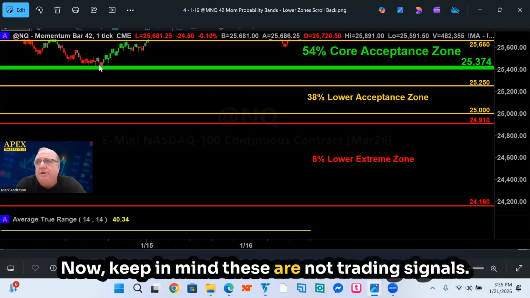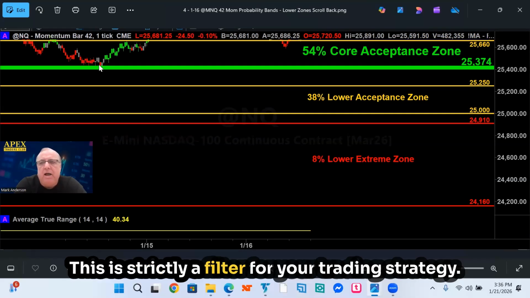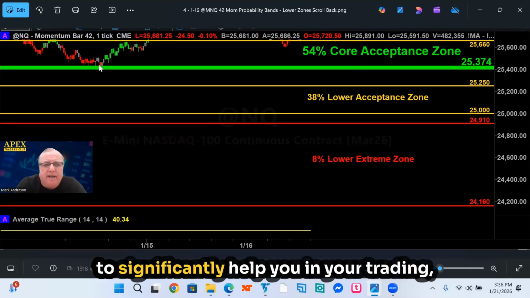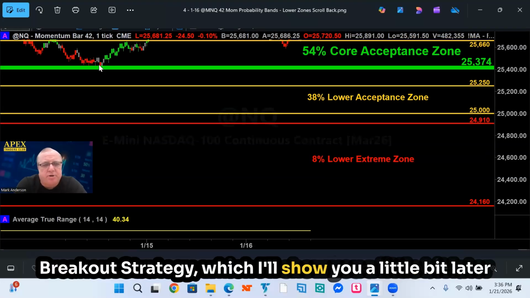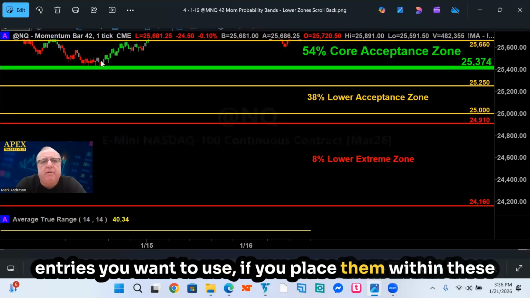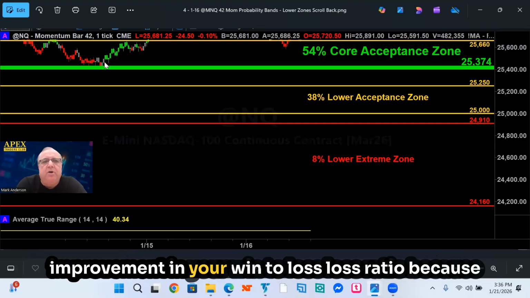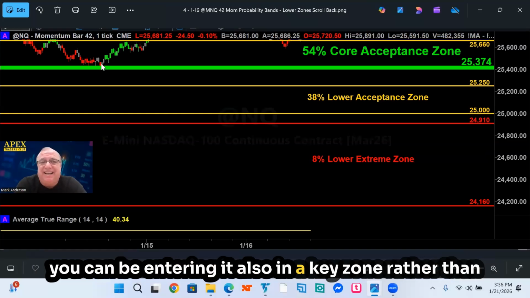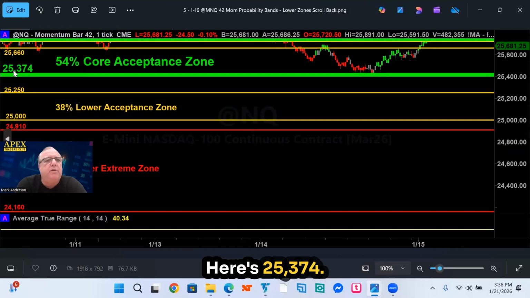Now keep in mind, these are not trading signals. This is not buy and sell signals. This is strictly a filter for your trading strategy. Whatever you're doing, these zones are going to significantly help you in your trading. Whether you use the Apex multiple time frame breakout strategy, which I'll show you a little bit later in the video, or you have your own entries, if you place them within these probability zones, you're going to see a significant improvement in your win-to-loss ratio, because you're going to be entering not only a good entry, but also in a key zone rather than just haphazardly at any place within the structure. Here's 25,374.